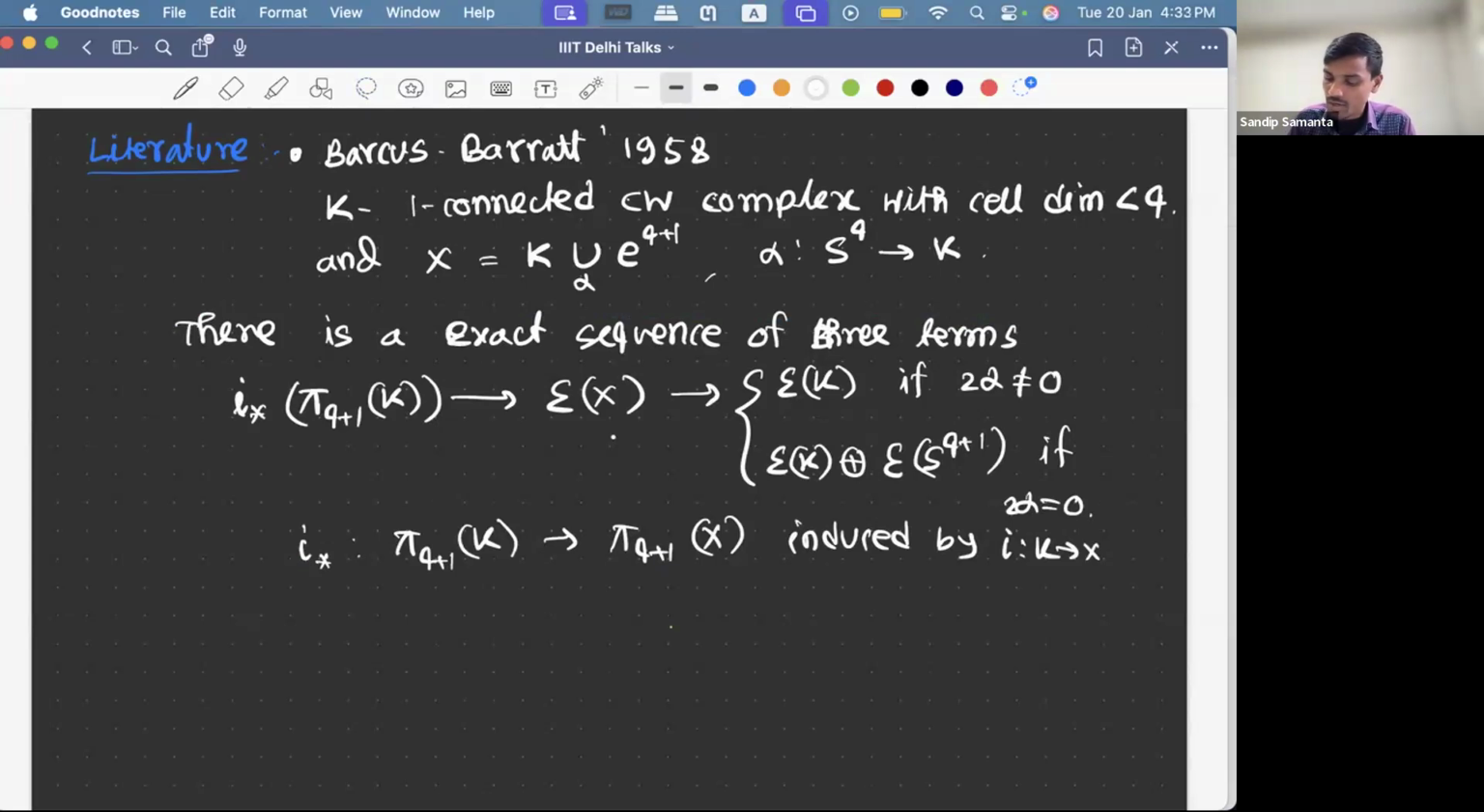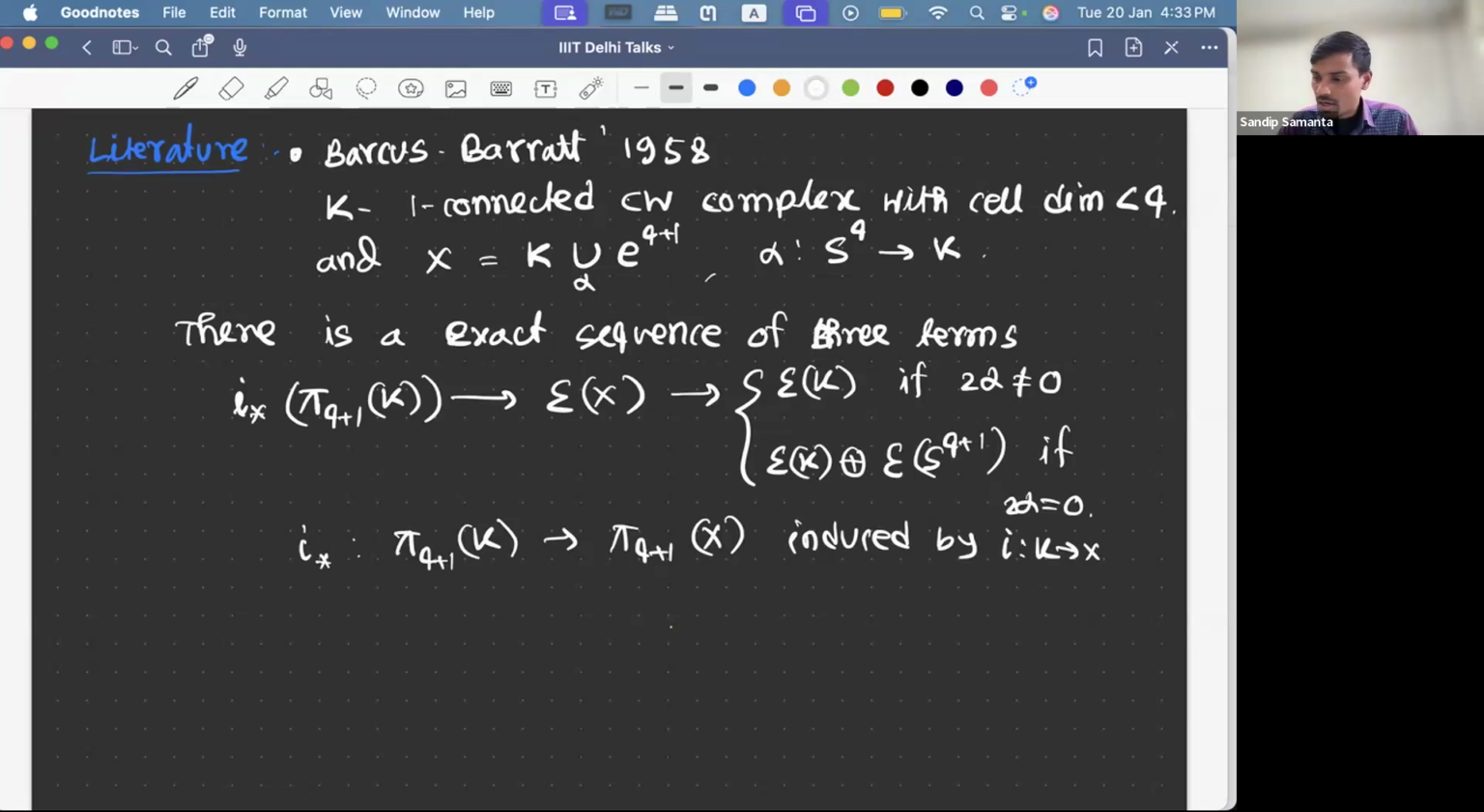Then in that case, if I know the homotopy groups of the original CW complex K, we can use this short exact sequence to calculate, in some cases, this EX for the new space that he constructed. So in that sense, this is a useful result for some specific kind of CW complex, finite CW complexes definitely. In those cases, this thing is somehow useful.